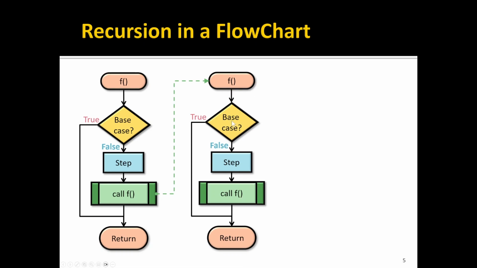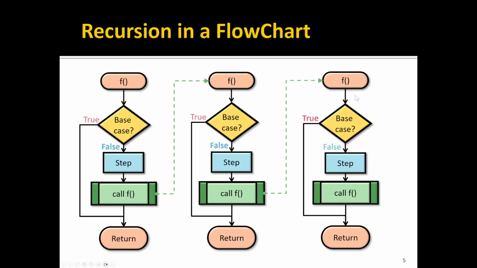We ask, are we at the base case? Let's say we're not, so we'll take a step towards that base case, and we'll call f again. Now we'll walk through the code. For the sake of argument and for the sake of space on this slide, we'll say now we are at the base case. So we take the true branch and it says return.